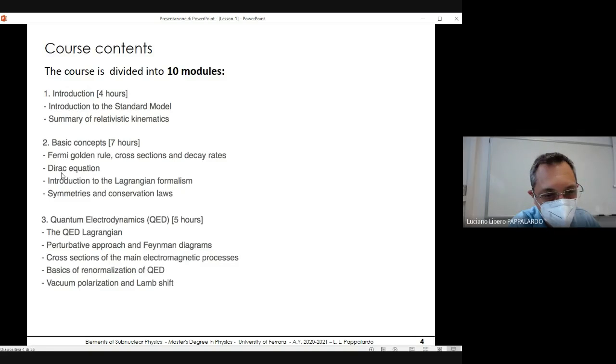Then there will be a very important chapter on quantum electrodynamics, which is the first gauge theory that we will study this year. Well, I will not go into detail here, but we will, of course, discuss and derive the Lagrangian of QED, the Feynman approach with the Feynman diagrams, and also we will be able to calculate the cross-section of some relevant QED processes.